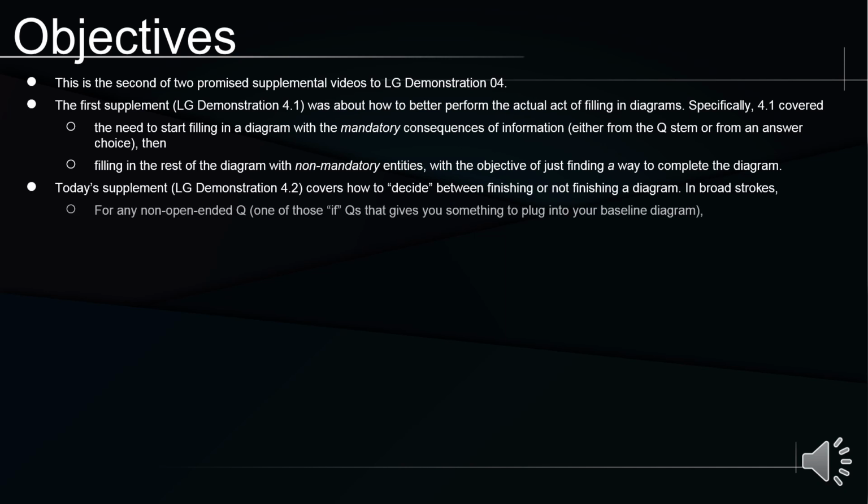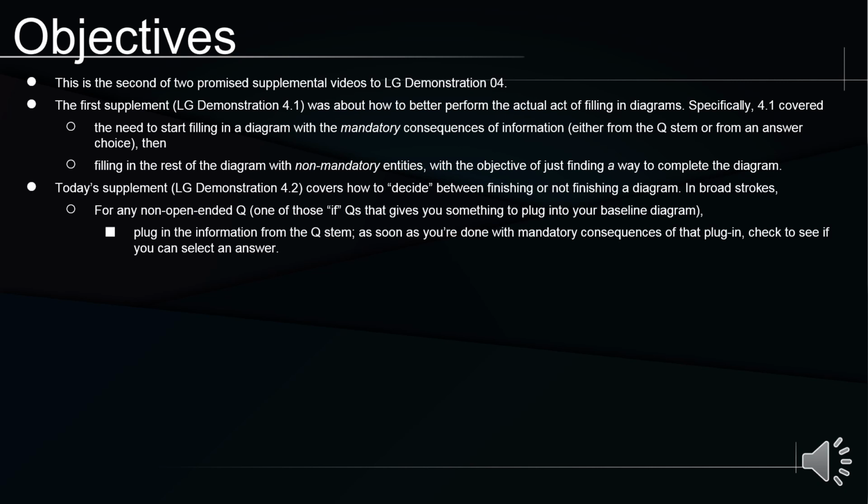But in broad strokes, for any non-open-ended question, which is one of those if questions that gives you something to plug into your baseline diagram, like, if Q is in slot 2, which of the following must be true? That makes this a not open-ended question because it's within the context of putting Q into slot 2. That's what the question gave us. And so the first thing you do is plug in the information from the question stem, and as soon as you're done with the mandatory consequences of plugging that stuff in, check to see if you can select an answer.